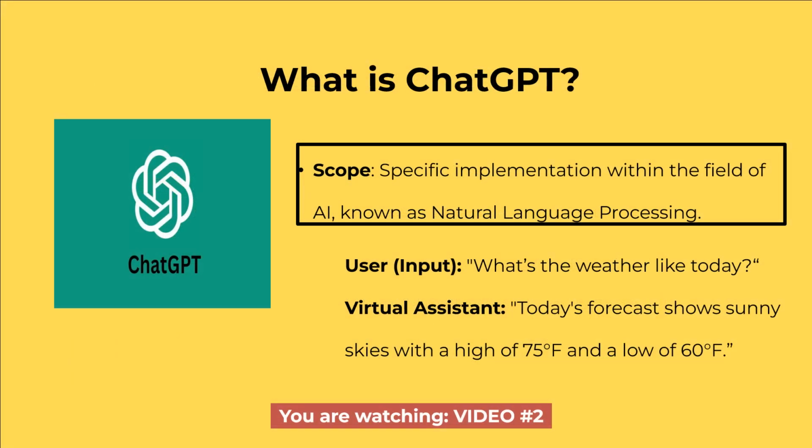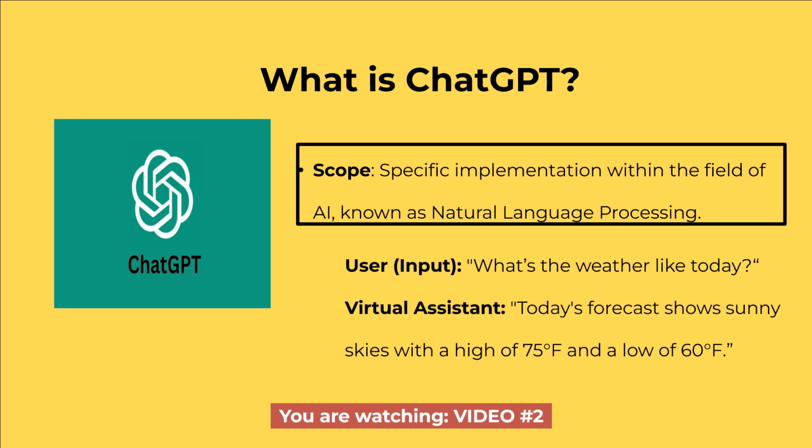We discussed the broad term of AI. Now let's take a closer look at what ChatGPT is. I apologize for sounding repetitive. We know that ChatGPT is a specific implementation within AI, and its specific role is to provide natural language processing. This technology is designed to generate human-like text based on the input it receives.